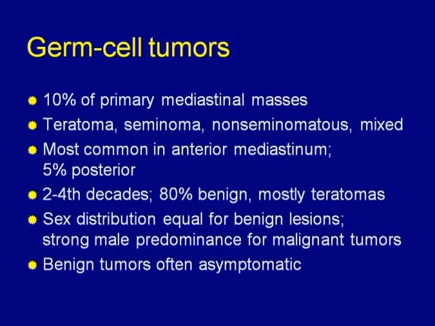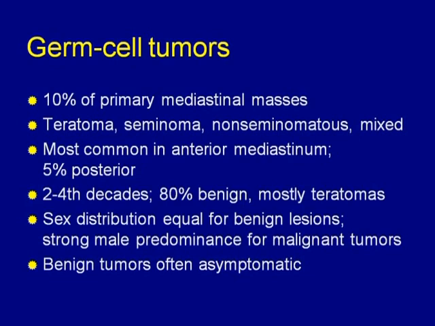Males and females equally get these benign germ cell tumors. The vast majority of malignant germ cell tumors are seen in men. Benign tumors are often asymptomatic. They grow slowly because they are benign tumors. Maybe you see it on a pre-op chest X-ray as an incidental mass, or you're getting a CT for some other indication.